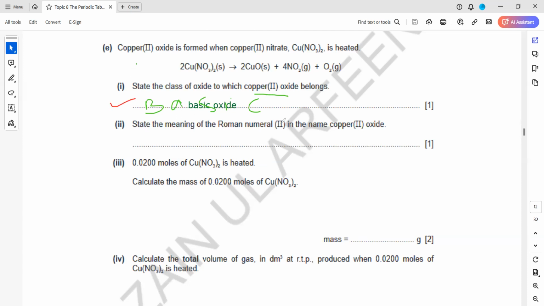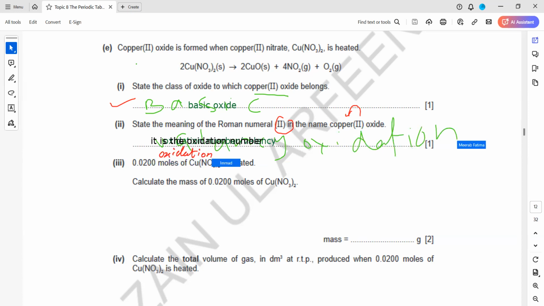State the meaning of the Roman numeral II in the name copper(II) oxide. What does this Roman numeral II stand for? This is called the oxidation state, the valency of the metal. Oxidation state is a more appropriate term rather than valency, because valency changes. It's fine if you write valency, it's not wrong.